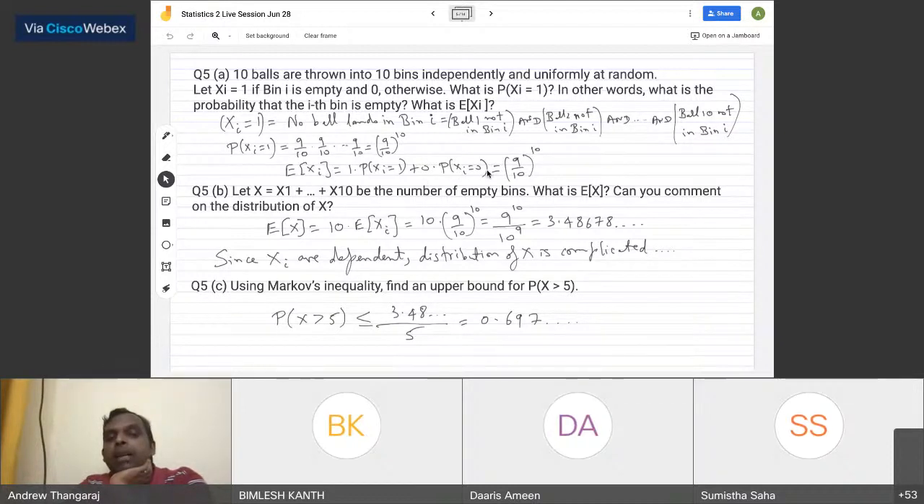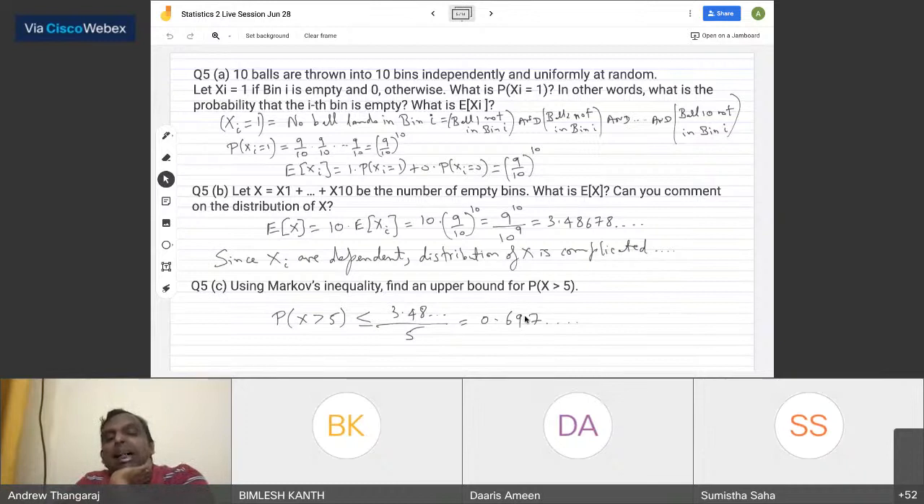So you can just multiply these probabilities: 9 by 10 into 9 by 10 into 9 by 10, 9 by 10 power 10. Okay, and expected value of xi is 1 times probability of xi equals 1 plus 0 times probability of xi equals 0. That's also 9 by 10 power 10. Okay, now when you add up all these, which is the number of empty bins at the end of 10 balls thrown into 10 bins, that is just 10 times expected value of xi. So you can expect about 3.5 bins to be empty, which means between 3 and 4 or something like that.